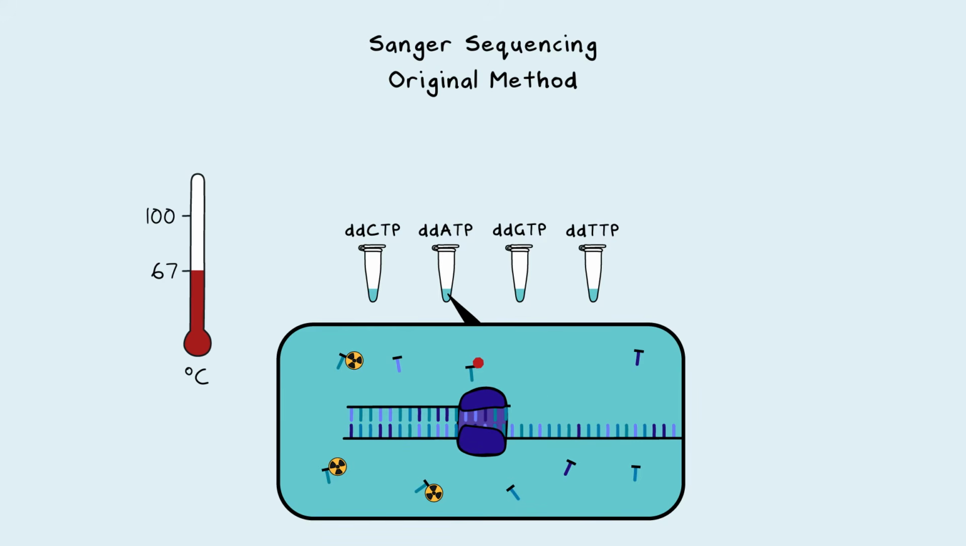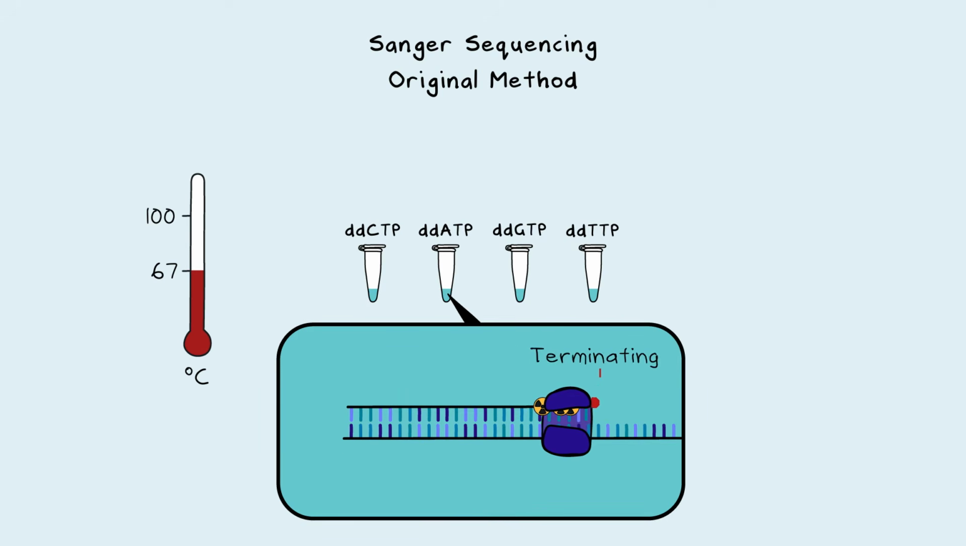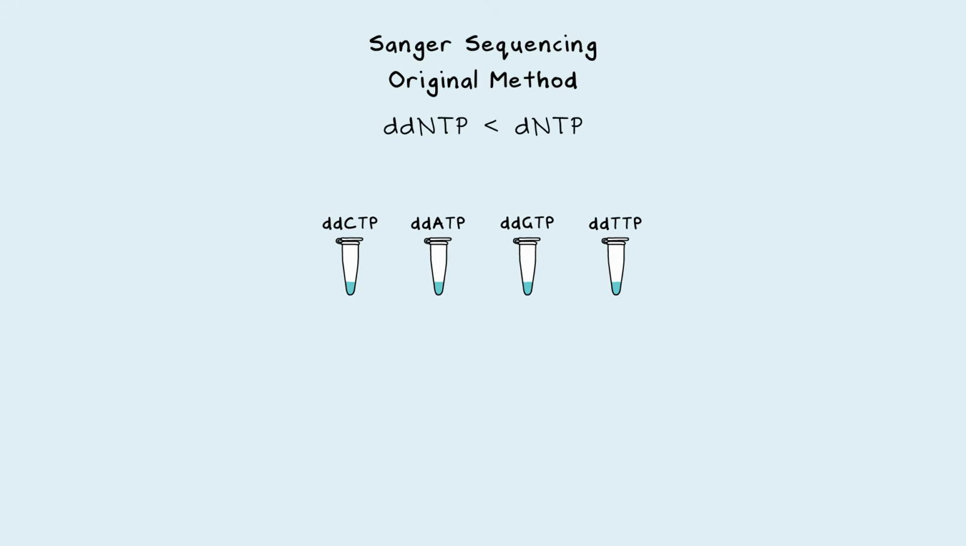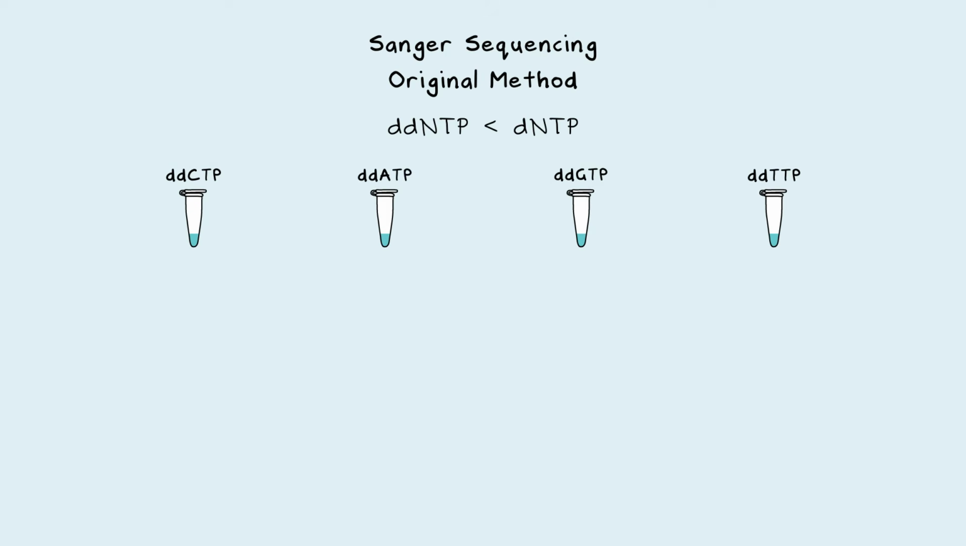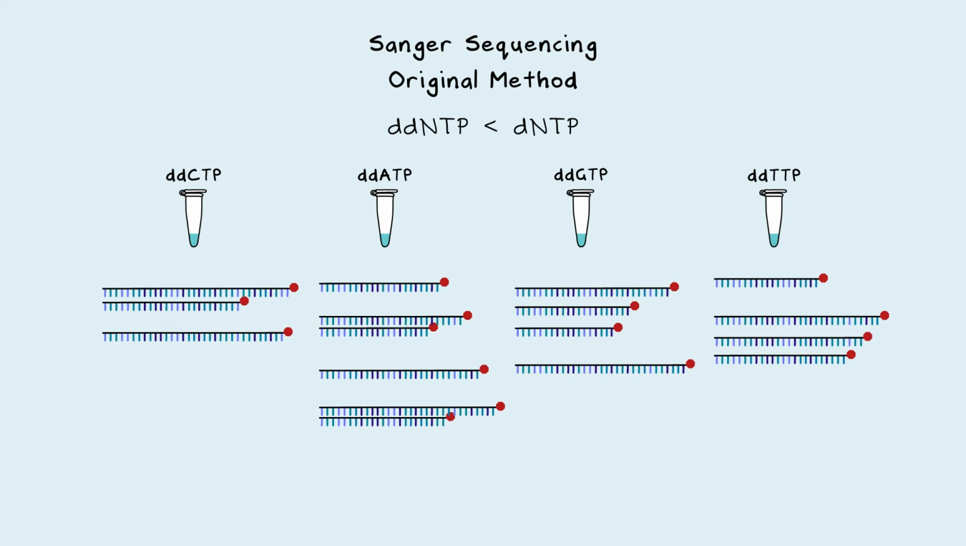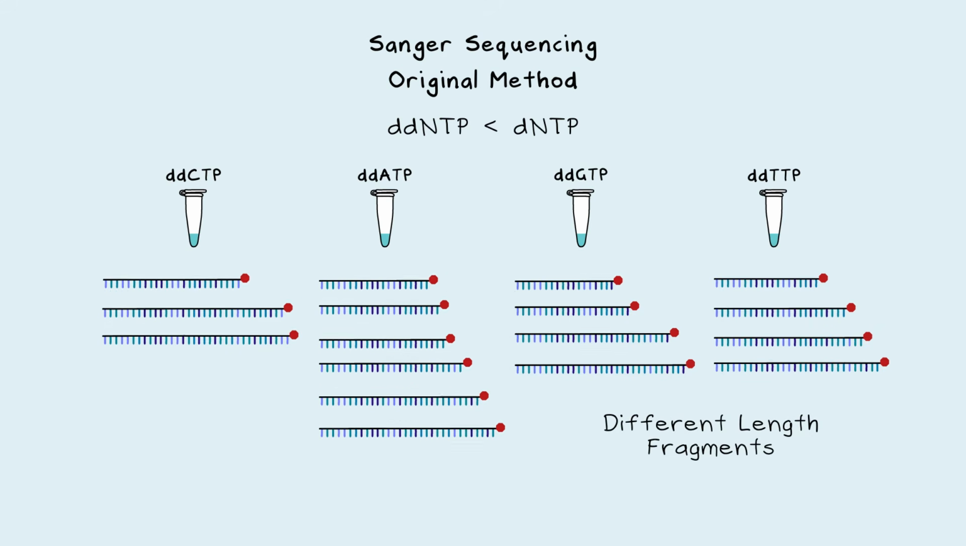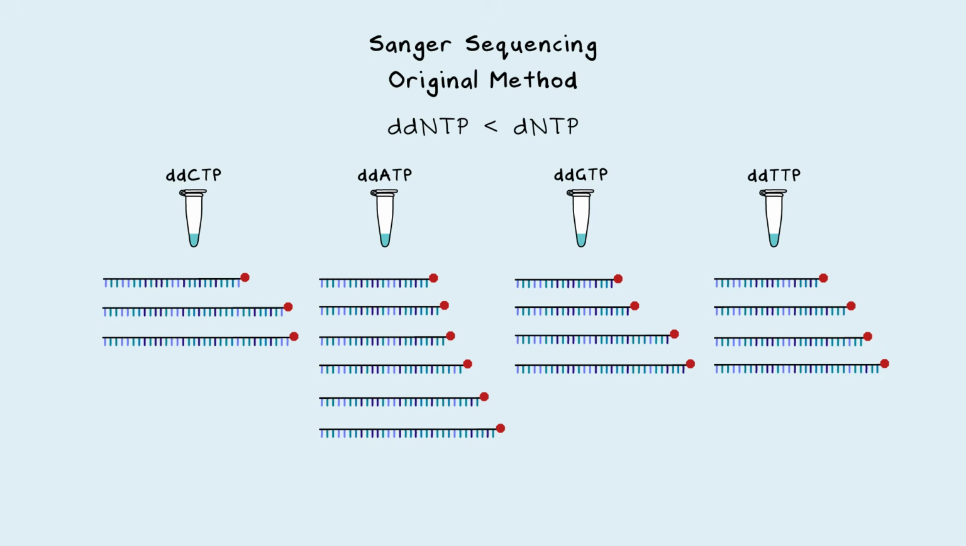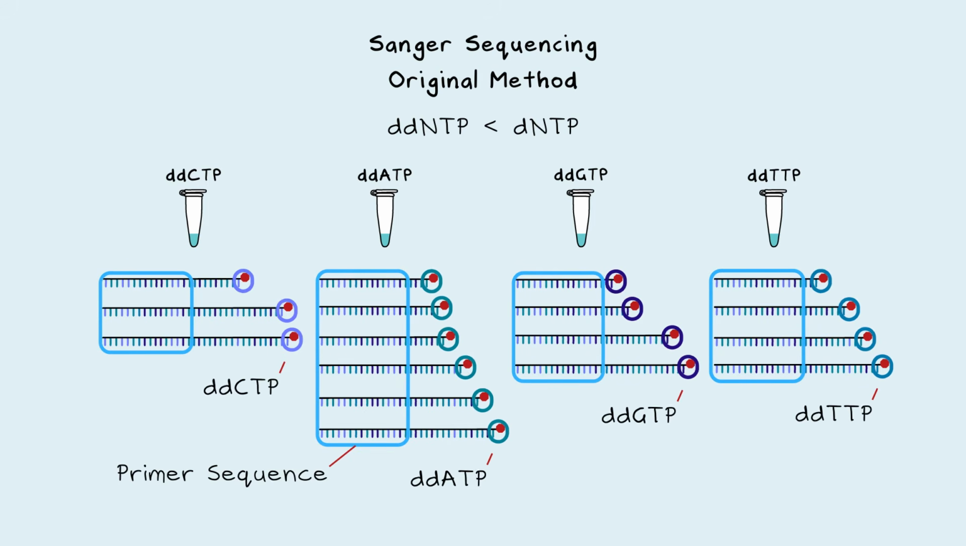DNA polymerase extends the DNA template. A ddNTP incorporates into the strand, terminating the fragment. The ddNTP is at a lower concentration than the dNTPs, so this incorporation is random. The result is a termination at each base, creating different length fragments. All fragments in each tube start with the same primer sequence and end in the same nucleotide. Low incorporation of the ddNTP allows the sequencing of longer stretches of DNA. In the original Sanger method, sequencing of up to 200 nucleotides was possible.